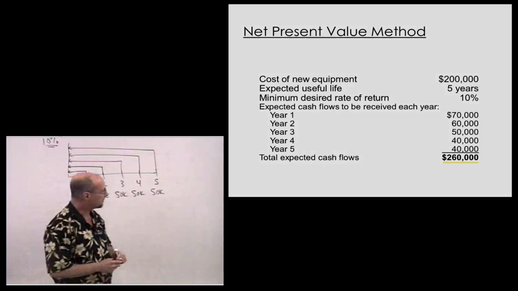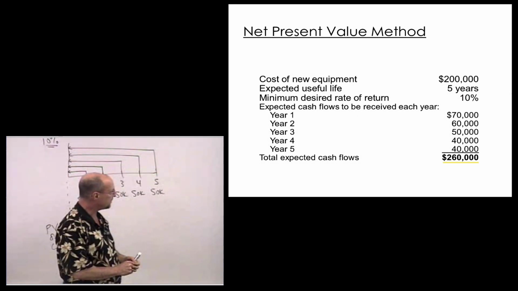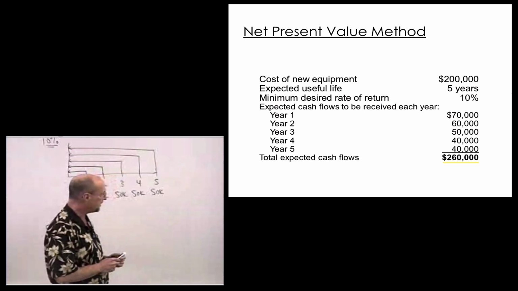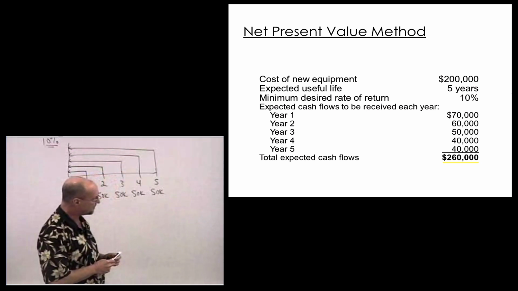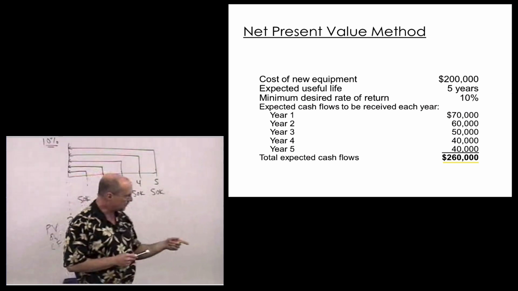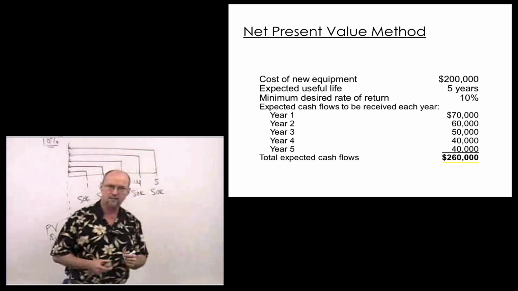Okay, let's take a look at this example. Cost of new equipment, $200,000. Expected useful life, 5 years. Minimum desired rate of return, or minimum required rate of return, same thing, 10%. Here are the cash flows. Now notice in this example, they're different each year. Year 1, 70, year 2, 60, year 3, 50, year 4, 40, year 5, 40,000 as well. Total cash flows, if you add those up, are 260. But that does not include the time value of money.